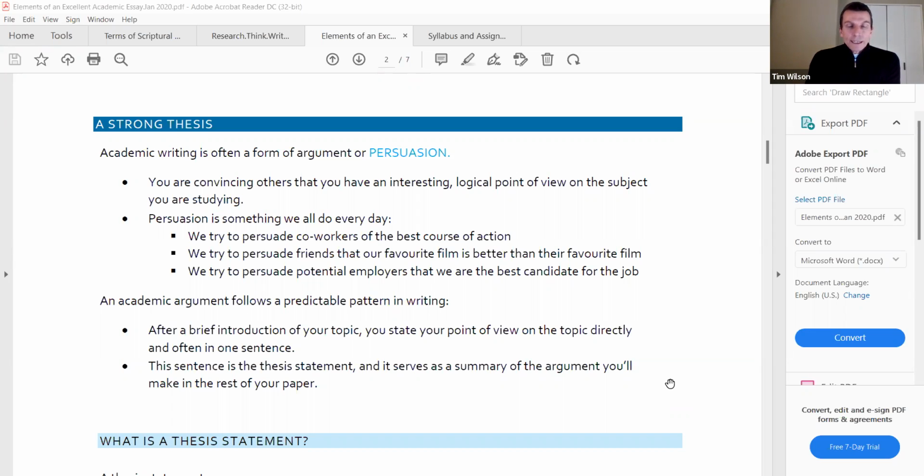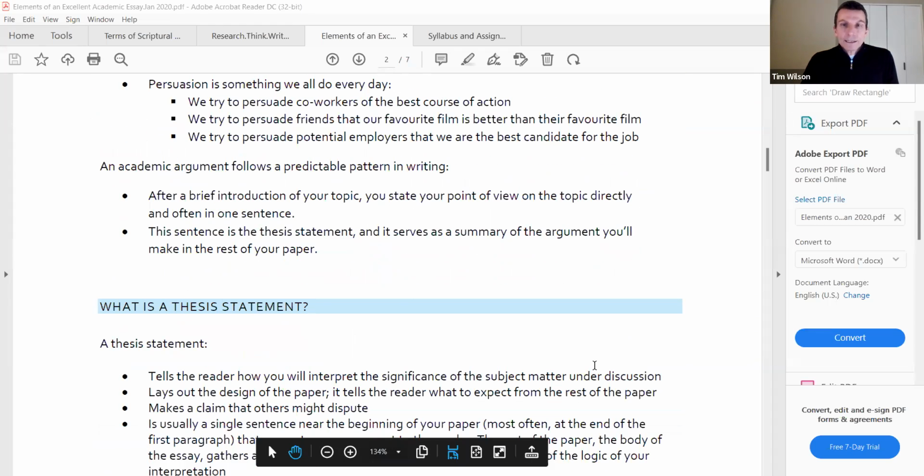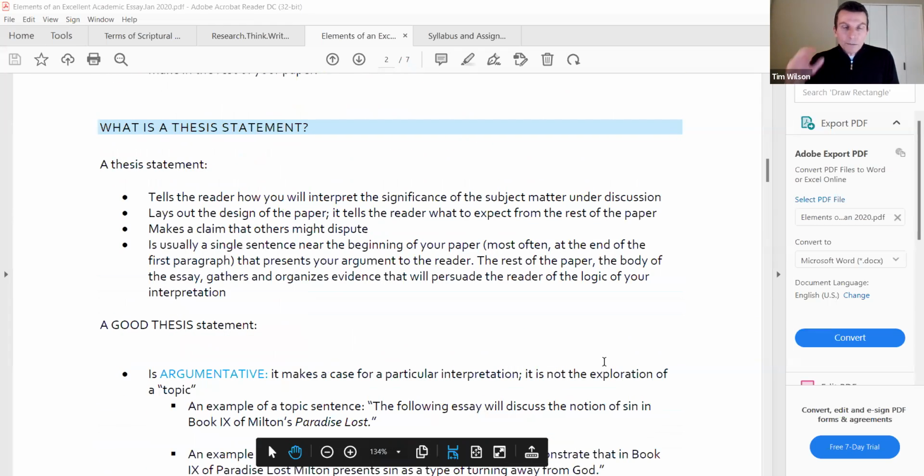So generally, especially in the humanities, the predictable pattern will be a brief introductory paragraph of the topic that gets people situated in the general topic, where you state your point of view in a pithy, often one-sentence claim that you will prove. Let's call that the thesis statement. And that's going to be guiding the rest of the paper.